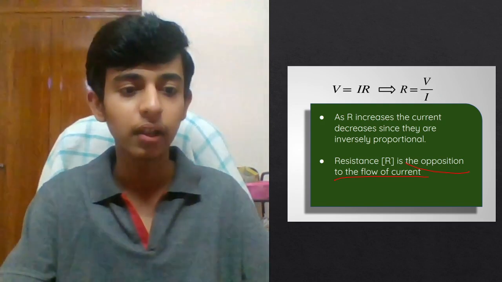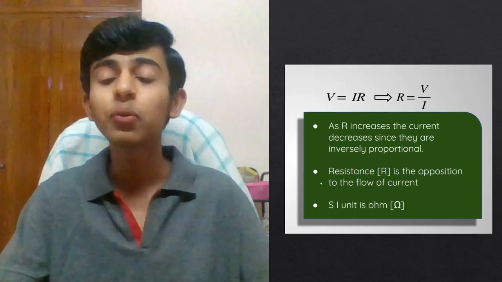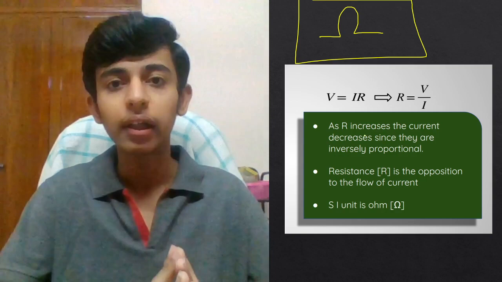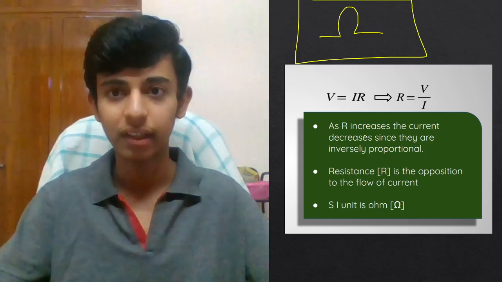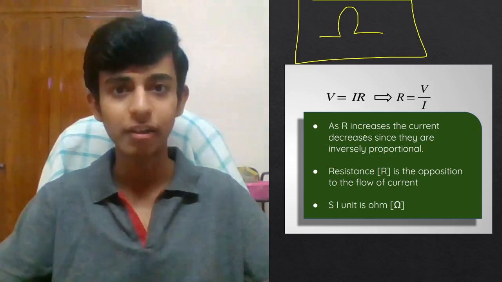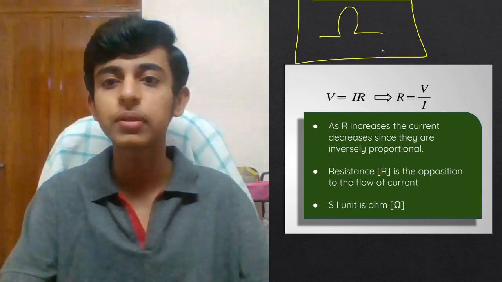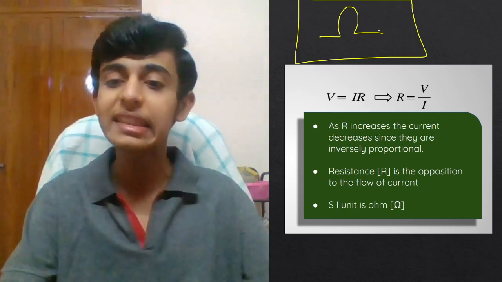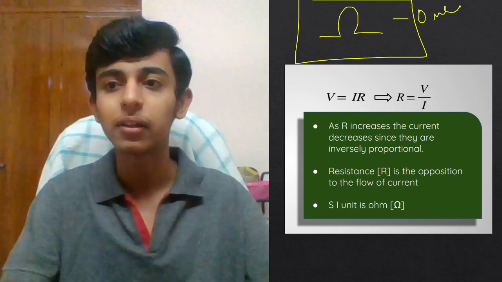It means it opposes the flow of current. Got it? And what is the SI unit of resistance? It is ohm. And what is Ohm's law? I have told you before, that the current flowing through any conductor is directly proportional to the potential difference applied across its ends. This is your Ohm's law, and we know that Ohm contributed a lot, and to honor him we have kept the SI unit of resistance as ohm, and it is represented by the Greek symbol omega.